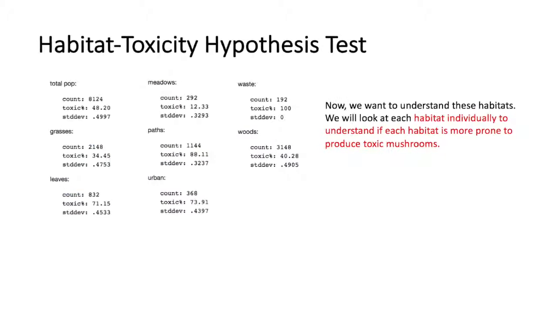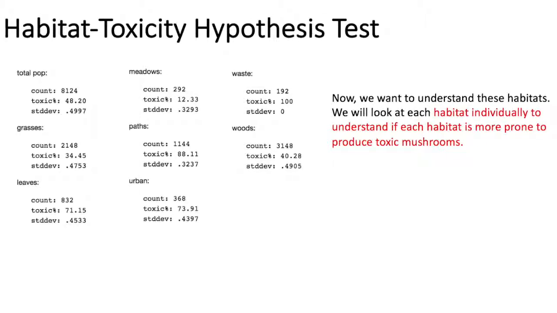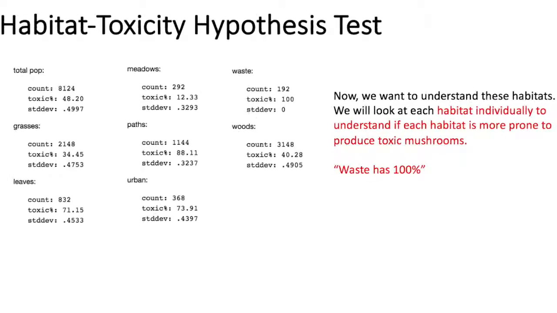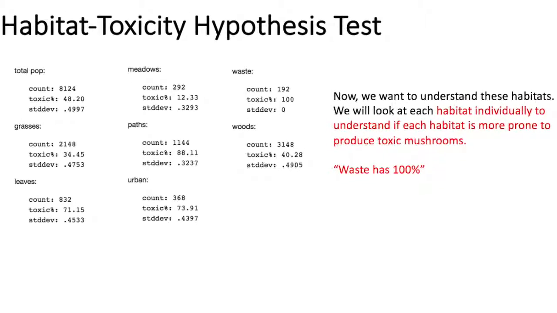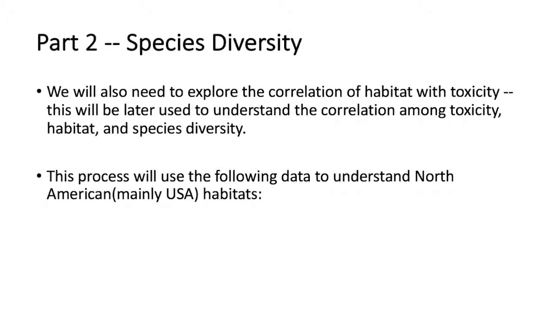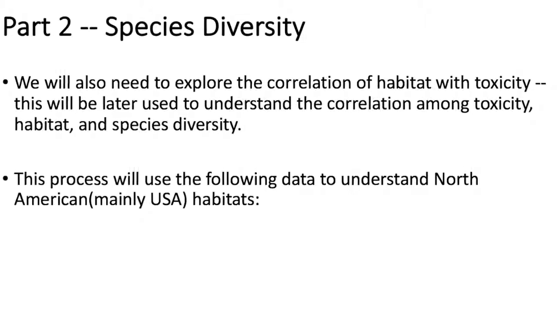Here we have our second hypothesis test, and we have divided the mushrooms by habitat and performed a z-test on each one. And we have found that yes, each habitat does affect whether or not the mushrooms will be toxic. The second part will explain the correlation between species diversity and mushroom development.